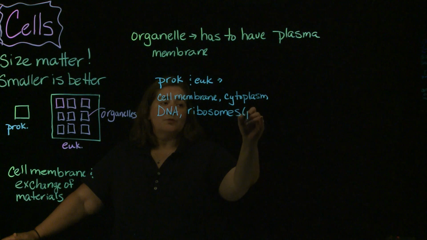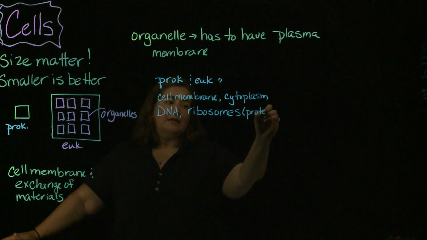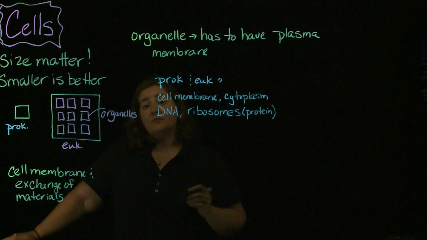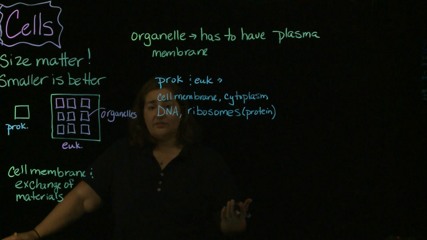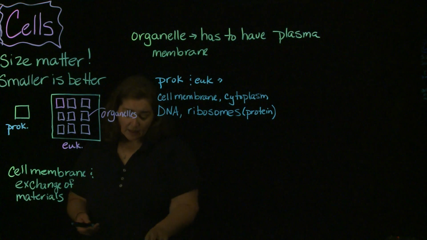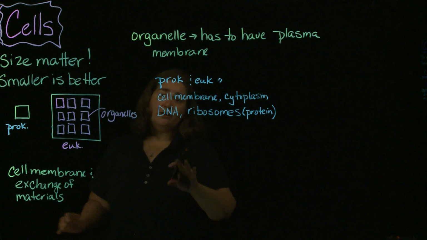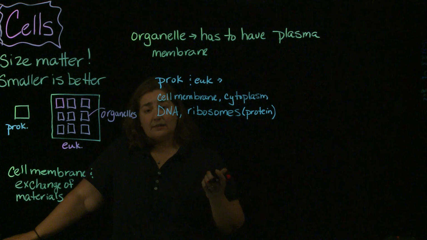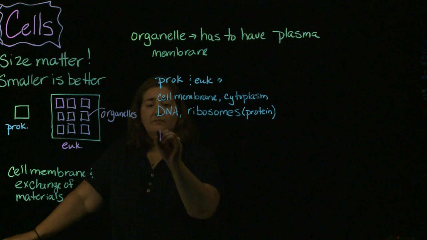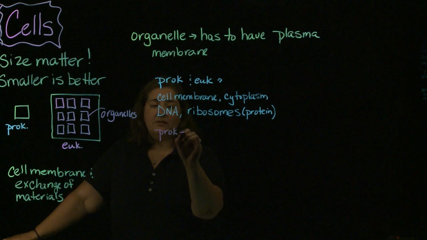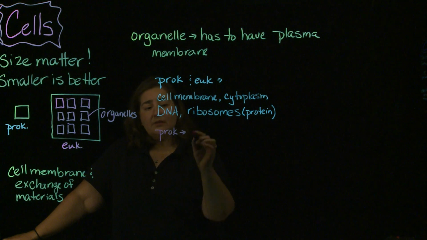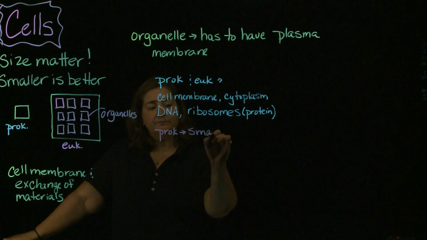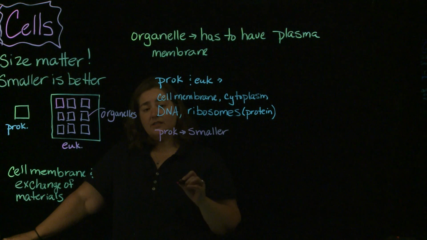Those ribosomes are important because they're important in making proteins. And that's going to be another topic we'll get to a little later in the semester. But with our prokaryotic and eukaryotic cells, these are going to be some of the things that are the same between them. Okay? Our prokaryotic cells typically are going to be smaller than our eukaryotic cells.